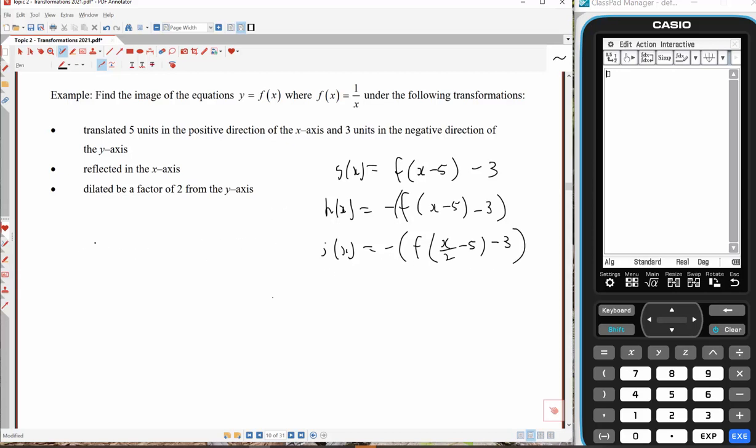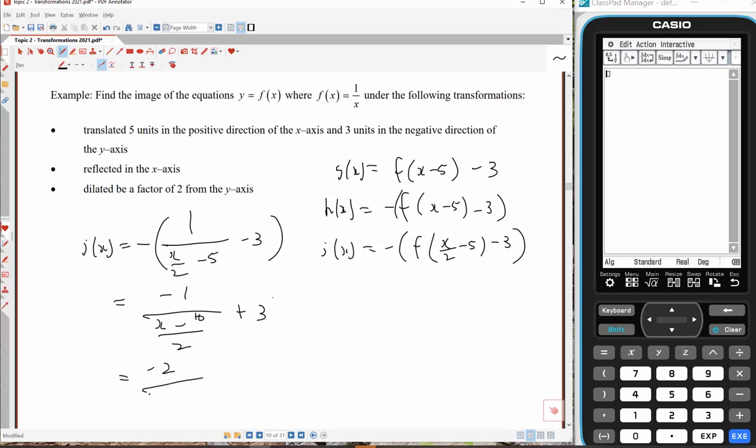Right, ready to go. So j of x equals negative 1 over (x on 2, take 5), take 3, all like that. Negative 1 over (x take 10) all over 2 after I found a common denominator, plus 3, because the negative is passed to there and to there, or distributed to there and there. Okay, dividing by a fraction is the same as multiplying by the reciprocal, negative 2 over x take 10 plus 3, and we're done.